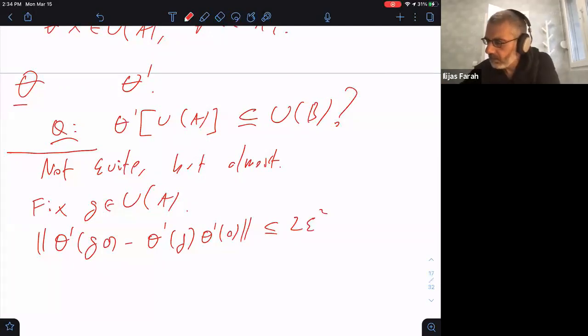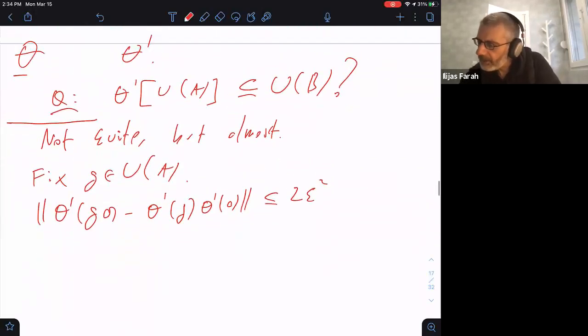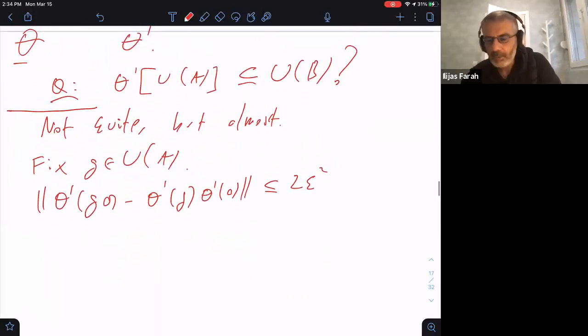Now, if I, no, my iPad sometimes refuses to scroll. Now it's okay.